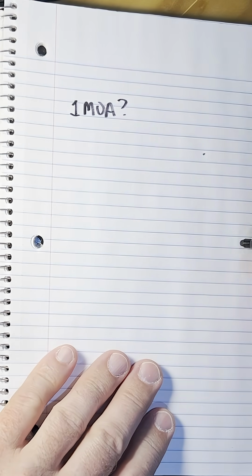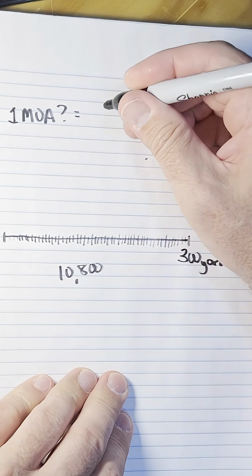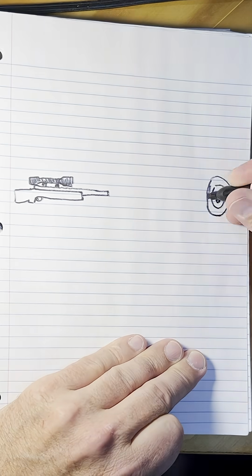So why does this work? Really, there's nothing special about 1 MOA, and there's nothing special about 300 yards. It's complete chance that these numbers happened to just match up. How much is this going to help you become a better shooter?